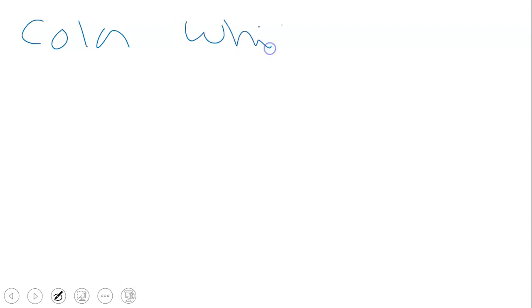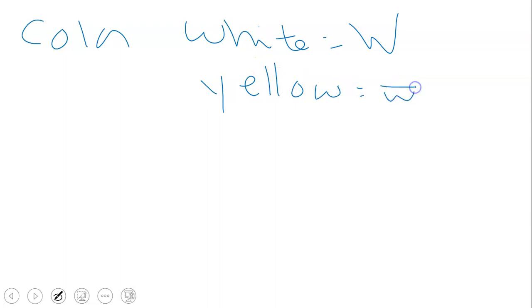So number 1 says, in squash, a gene for white color, big W, is dominant over its allele for yellow color. Okay, so we're dealing with squash, and the gene is color. Again, I like to write everything out, and I'm going to write with my finger here, so I'm sorry if it's a little bit messy. So white is going to be the big W allele, and yellow is going to equal the little w allele. So I'm going to draw a line over that little w to make sure that we know that it's lowercase.